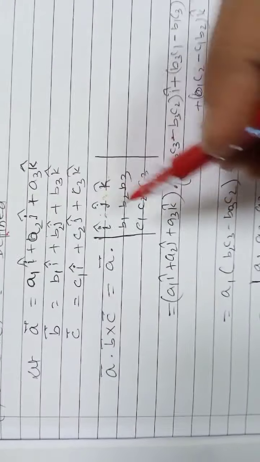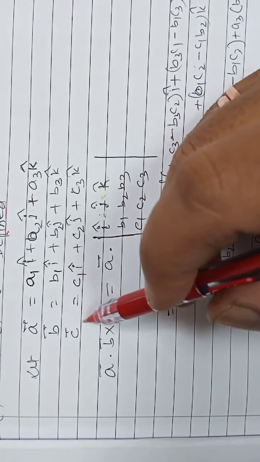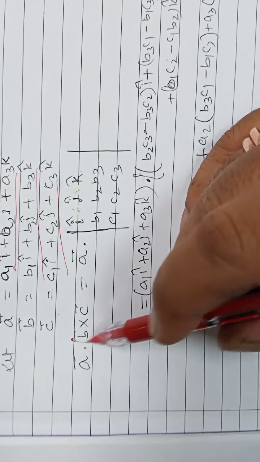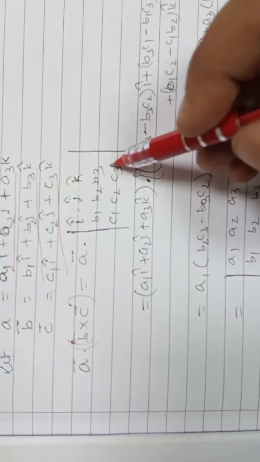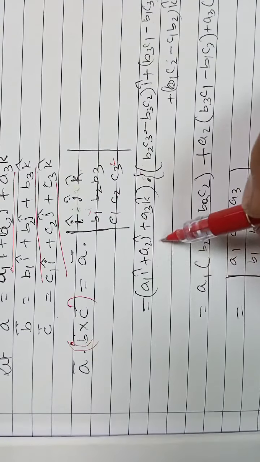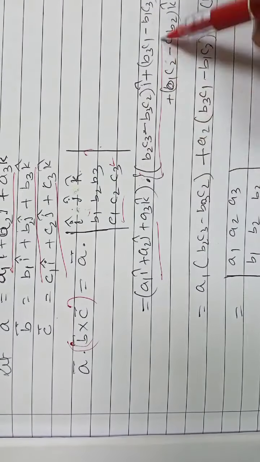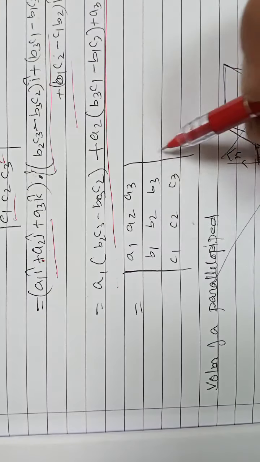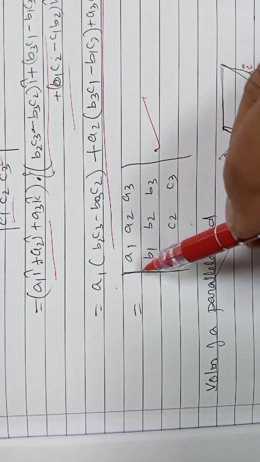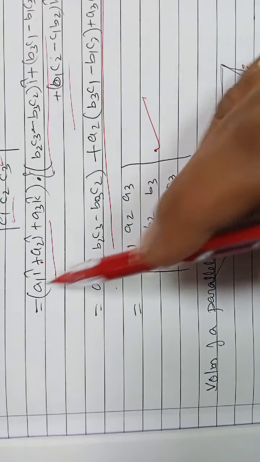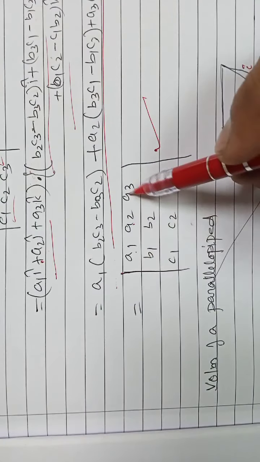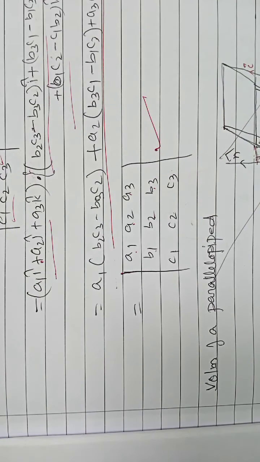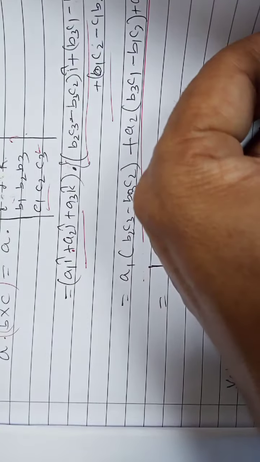So let A, B, C be written in terms of components. Then A dot B cross C we already know, we can write it, then expand it, and finally the dot product comes, and this can be changed into determinant form. So if you are asked to find it, write these coefficients or components in determinant form, then calculate it. It is very easy. So let us proceed.